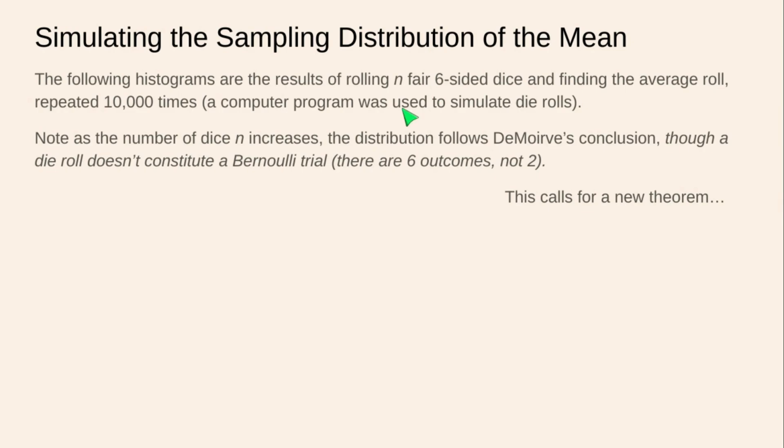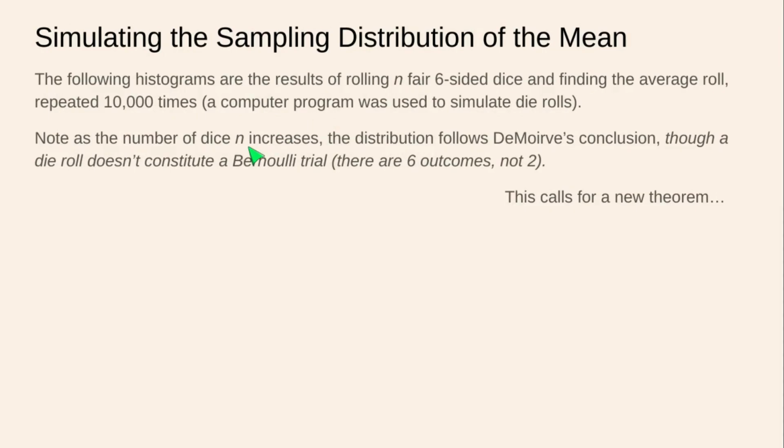We're going to see a bunch of histograms, and these are the results of rolling n fair 6-sided dice and finding the average roll. And we're going to repeat it 10,000 times. So we have 10,000 trials of this simulation rolling some number of fair 6-sided dice. And we would, of course, use a computer program to simulate the die rolls, which is what our textbook did. I'll be showing you an image straight out of the book.